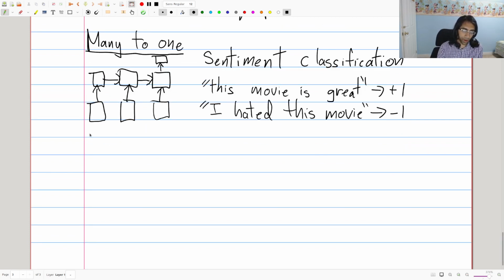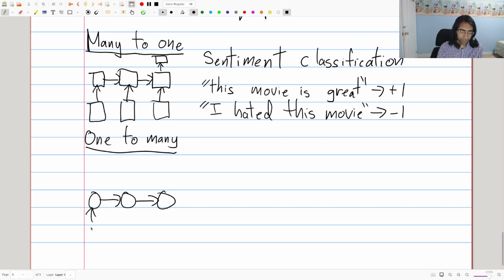You can also do the opposite way, one-to-many, where you feed in one thing and it's supposed to output some sort of sequence. You can think of this as any sort of text generation task where you want to generate some text. I wrote some of these as circles, some as squares. Don't read too much into that, it's just my poor artwork. But this is what you might picture as a one-to-many, where you feed in one object, whatever it is, and it'll spit out maybe many outputs.